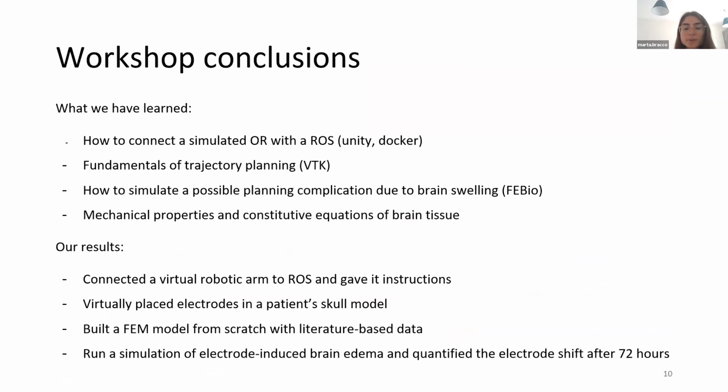After this workshop, we have learned how to connect a simulated operative room with a robot operating system through the software's Unity and the Docker containers. We also have looked into the fundamentals of trajectory planning with VPHi. And we have seen a method to simulate a possible planning complication due to brain swelling. And to do that, we have also learned what are the mechanical properties and constitutive equations of the brain tissue.